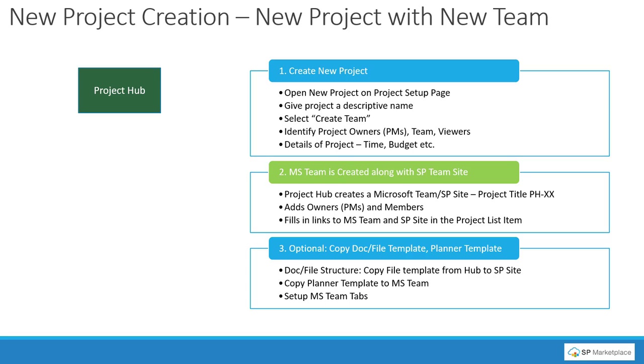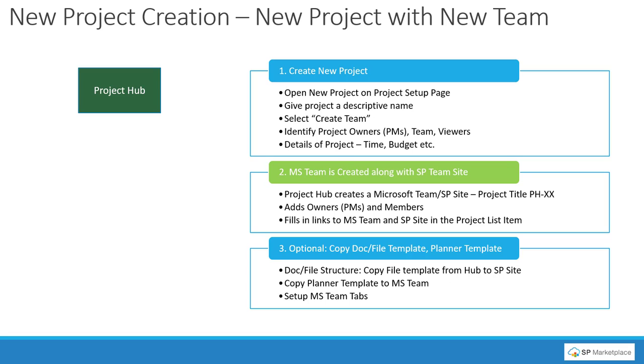So the steps are, to create a new project, you go to the new project setup page. You give it a descriptive name. You select a drop-down that tells the product to create a team. You identify who the project owners are, which are typically your project managers, who the team members are, and who are going to be viewers. These are going to be used when we create the team. And then just some details of the project, perhaps plan, start and stop time, budget, that type of stuff.